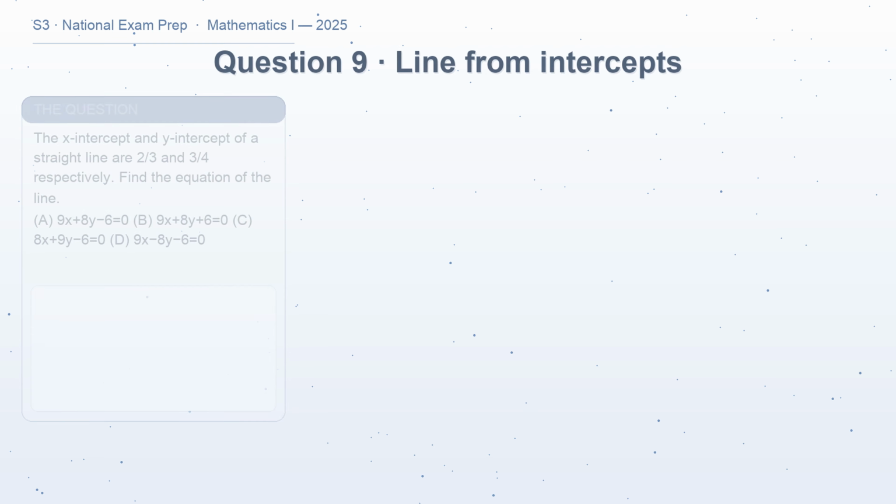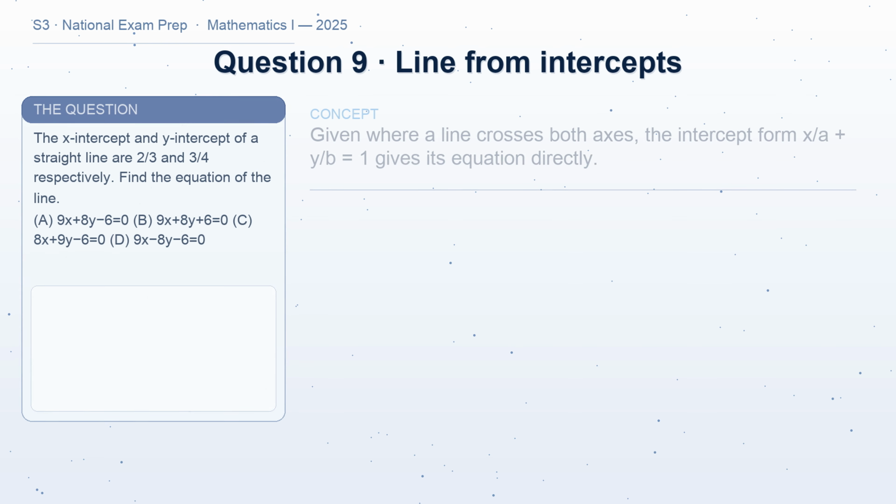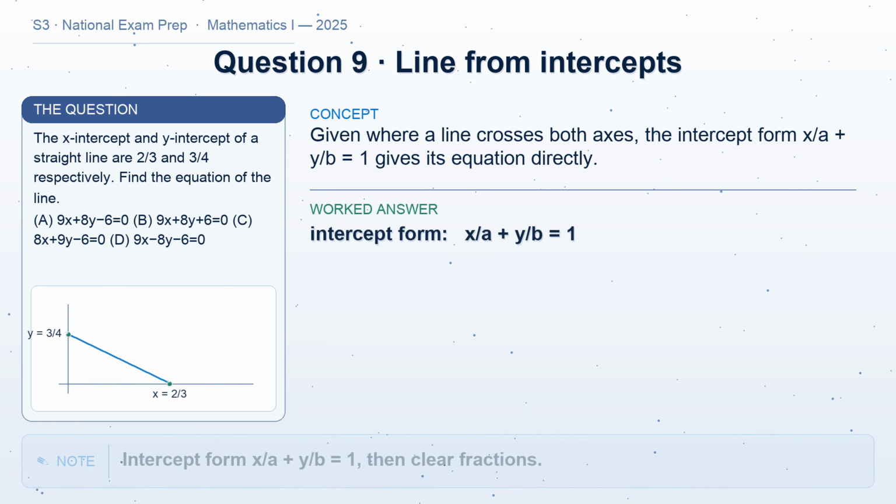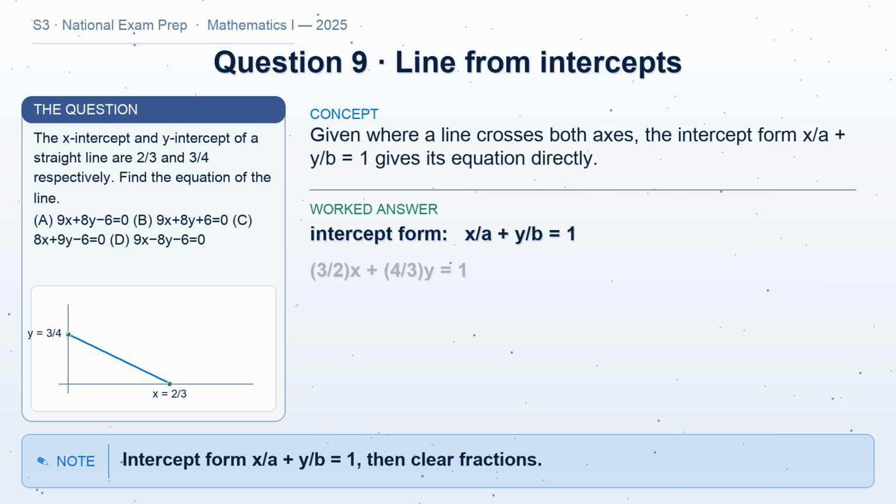Question 9. A straight line cuts the x-axis at 2/3 and the y-axis at 3/4. Find its equation. When you know where a line crosses both axes, the quickest tool is the intercept form. X over a plus y over b equals 1, where a and b are the 2 intercepts. So x over 2/3 plus y over 3/4 equals 1, which is 3/2 x plus 4/3 y equals 1.